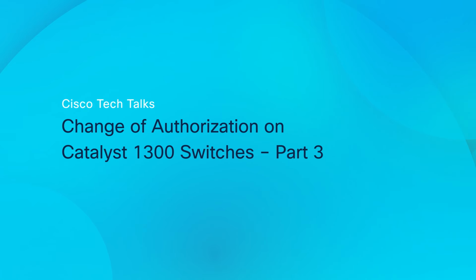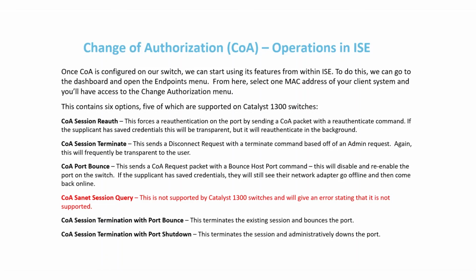Back in part 2, I shared this graphic. To refresh your memory, ISE contains 6 CoA operation options, 5 of which are supported on the Catalyst 1300 series. I'm going to perform these during a packet capture, save it, and then analyze them.